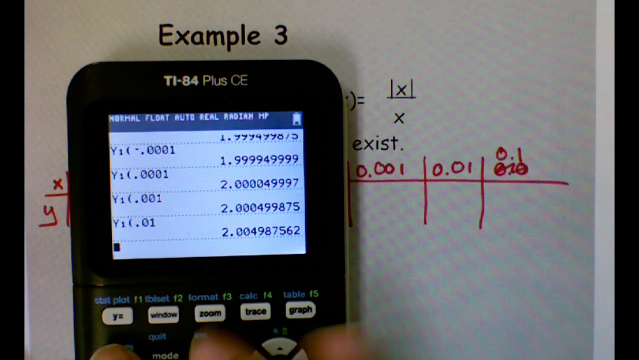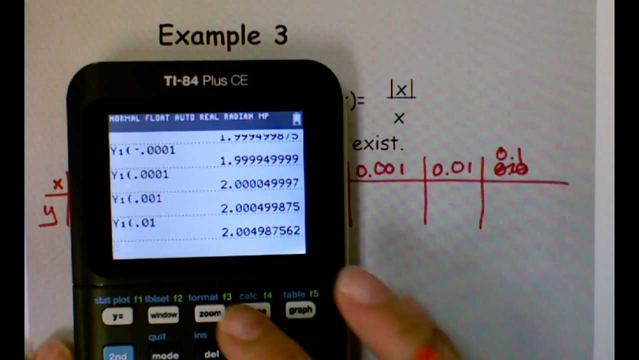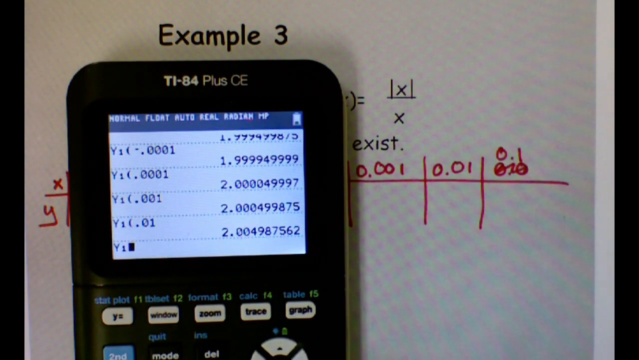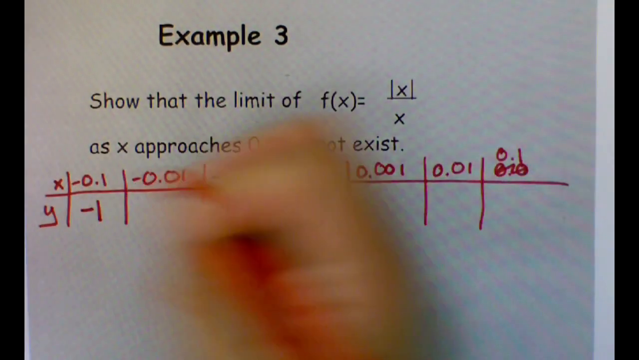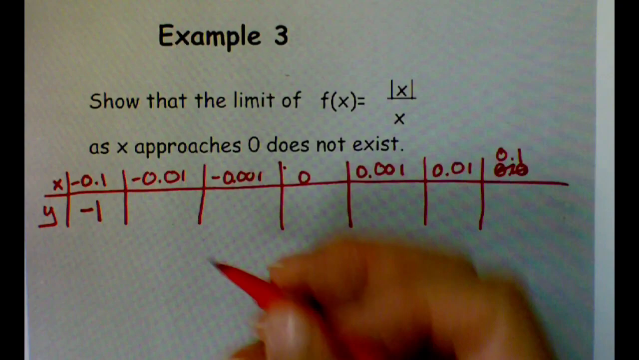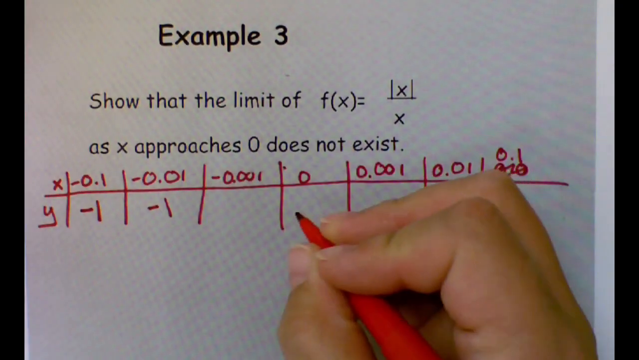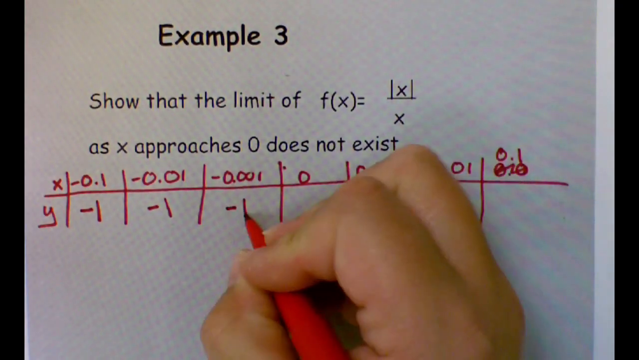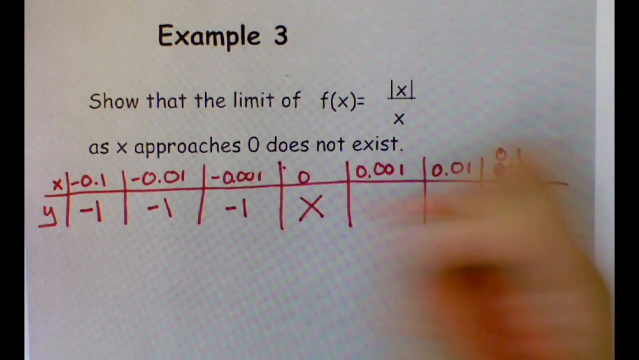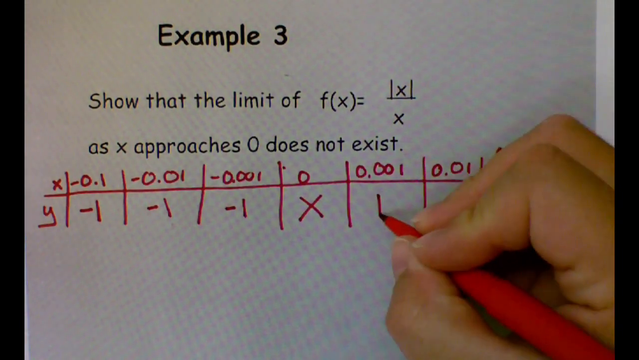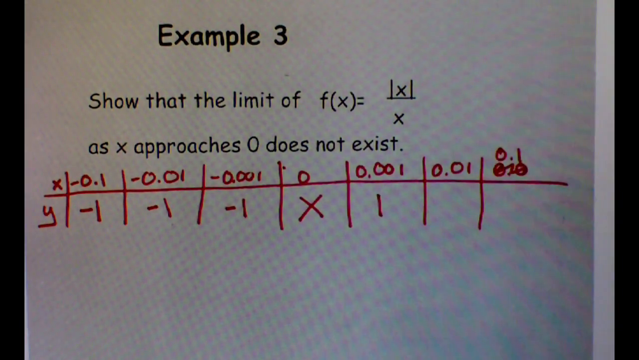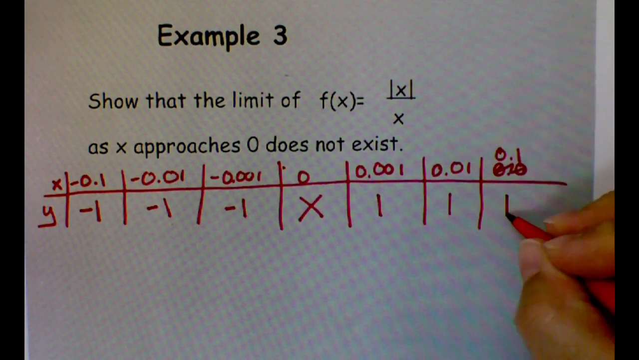And now I could say, alpha trace, y1 of negative 0.1 is negative 1. Negative 0.01 is negative 1. Negative 0.001 is negative 1. The function doesn't exist at 0. Now if I plug in positive 0.001, I get positive 1. And positive 0.01, I get 1. And positive 0.1, I get 1.